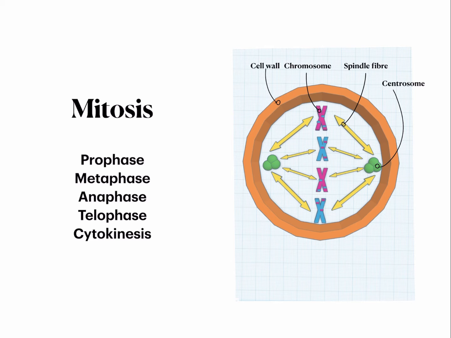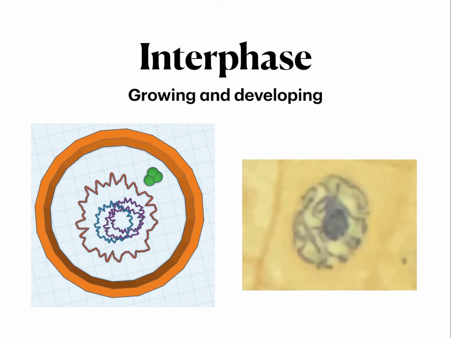So here are the different phases of mitosis, which are prophase, metaphase, anaphase, telophase, and cytokinesis, and a quick little diagram of my models and the different parts that are in the cell, which are the cell wall, chromosomes, spindle fibers, and the centrosome. Interphase is the growing and developing phase of cells, and it is very important.